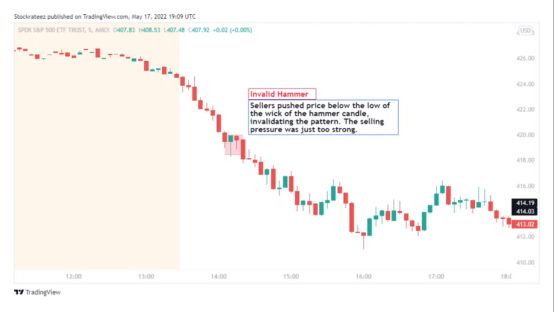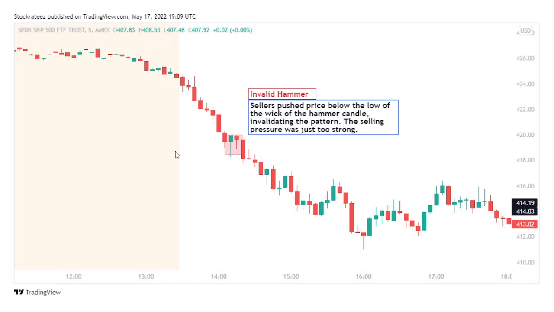Now let's talk about an invalid hammer. What would invalidate a hammer candlestick pattern? So we have a hammer right here, but then price actually went below the low of the hammer candle. This invalidates the hammer pattern, and sellers have taken over.